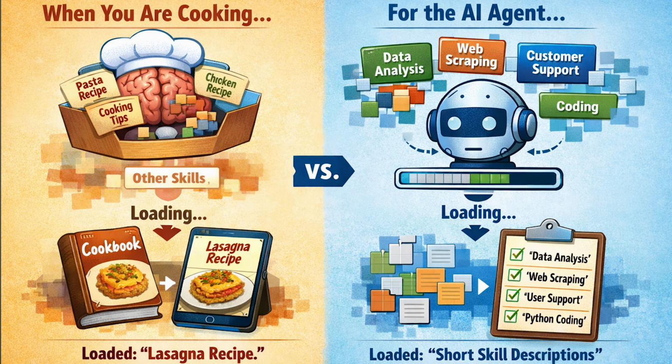For example, when you are cooking, you are not remembering all the recipes you know along with other non-cooking skills you have. Instead, you sort of load into memory only a specific recipe, or even just follow instructions from the cookbook or some web page that only covers the dish you want to cook. Similarly, when you give a set of skills to the agent, it doesn't load all of them into its context window. Instead, it only gets a short description of each skill.